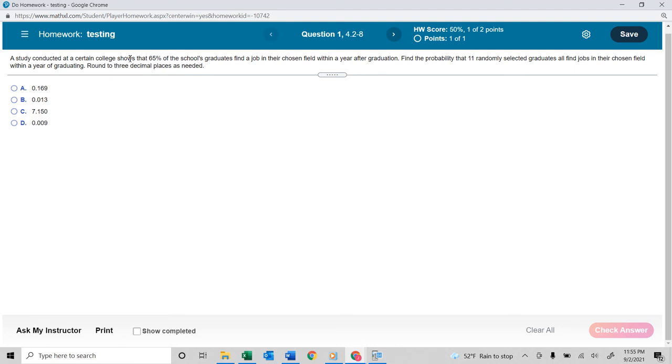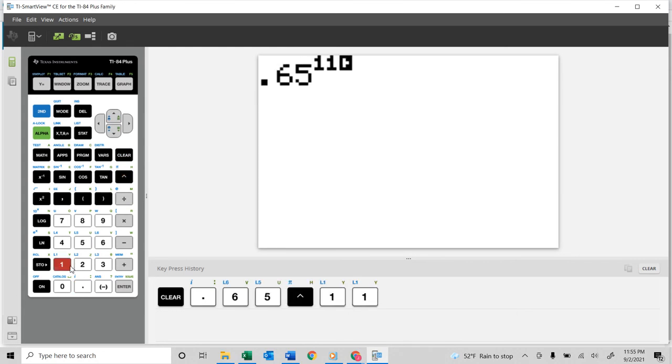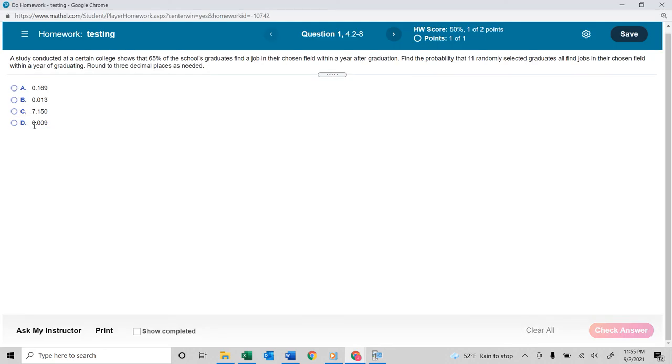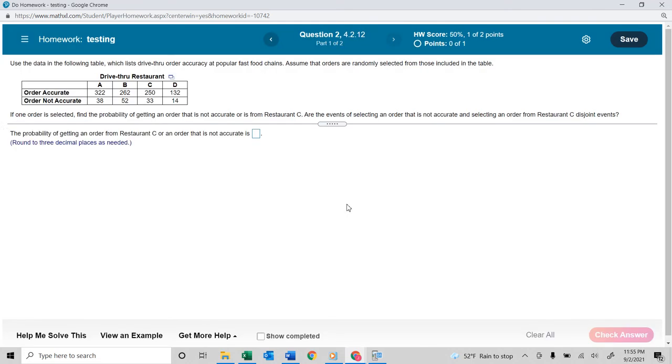So what that means is each one is 65%. It doesn't change from person to person. So all I actually have to do is 65%, so 0.65, times itself 11 times, which I can do by doing 0.65 to the 11th power. So this, 0.00875, is my answer, and then I round to my 3 decimal places, and there's my answer.